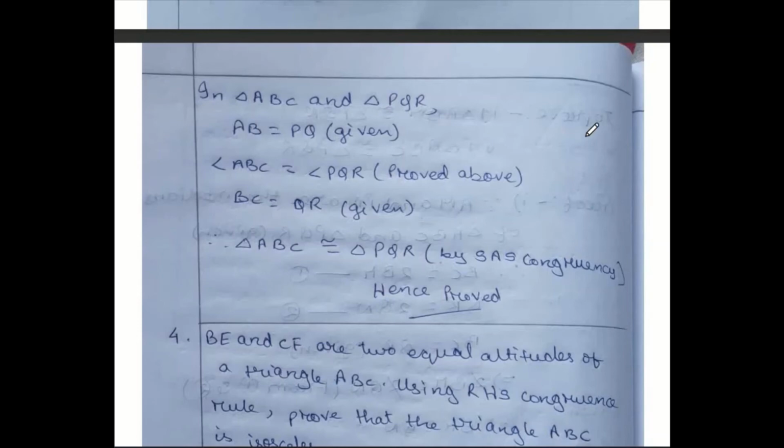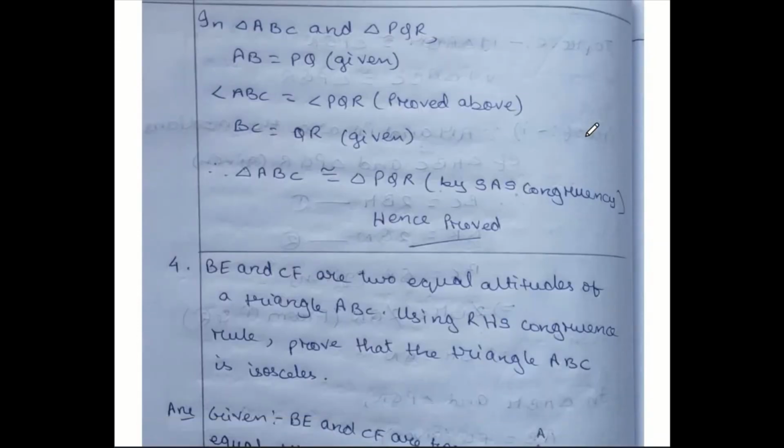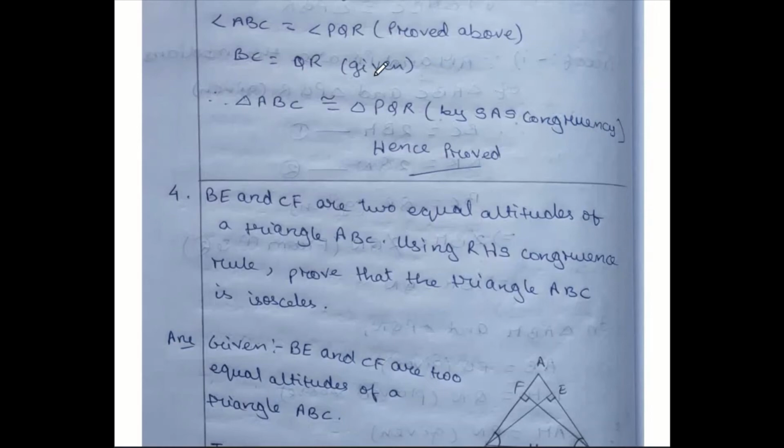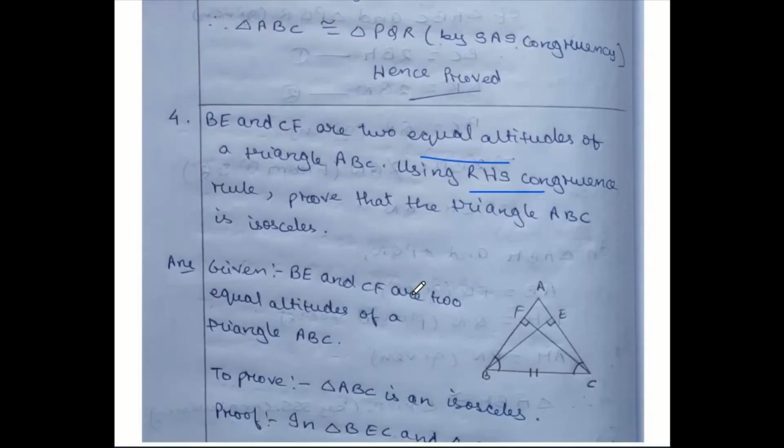Now let me teach you question number 4. 7.3 question number 4. This is the question. Diagram is not available in the question. BE and CF are equal altitudes, they said. Already given, both are equal altitudes of triangle ABC. They are telling us to use RHS congruency. So other congruency condition cannot be accepted. Prove that the triangle ABC is isosceles.